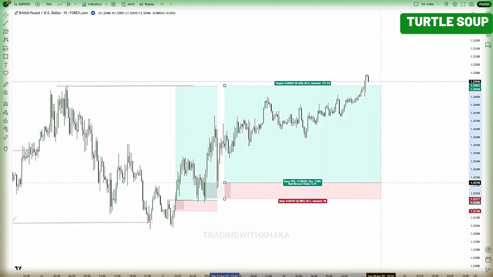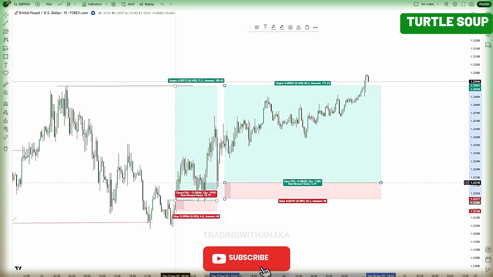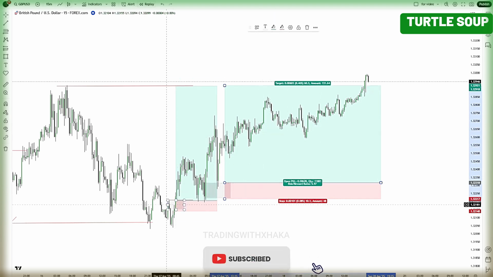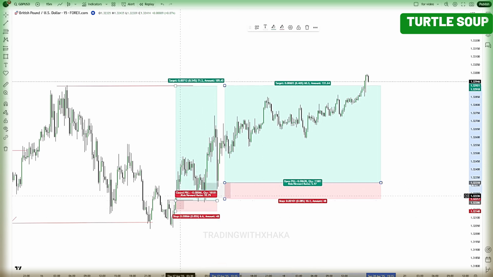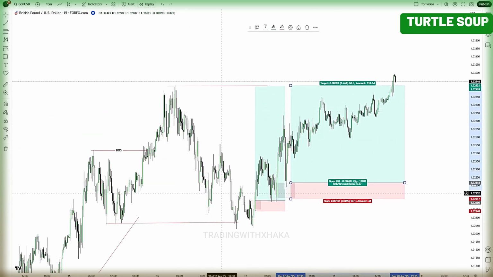So you can see that, guys, it takes time, but we hit our TP. This is 10.79R and this is 5.97R. Total is around 16R. You can pass your challenge with this very simple setup.